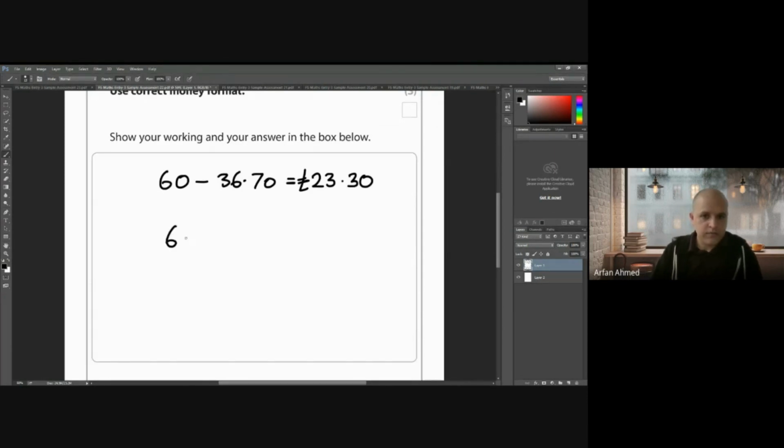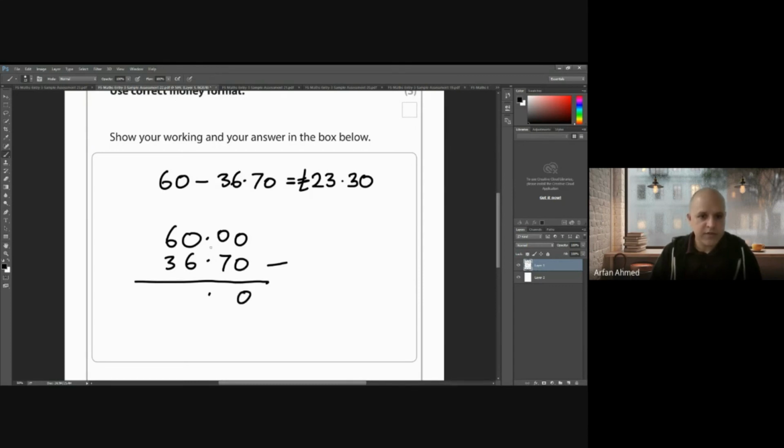You could have done 60, taking away 36.70. You're gonna have to write it like this, because technically your decimal point for your 60 is here. Yeah, and just make sure all the decimal points line up for your answer. It's going to be there as well. 0 take away 0, 0.